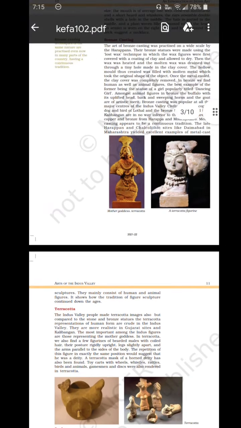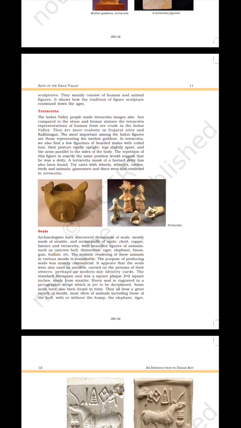Terracotta. The Indus Valley people made terracotta images also, but compared to the stone and bronze statues, the terracotta representations of human form are crude in the Indus Valley. They are more realistic in Gujarat sites and Kalibangan. The most important among the Indus figures are those representing the mother goddess.